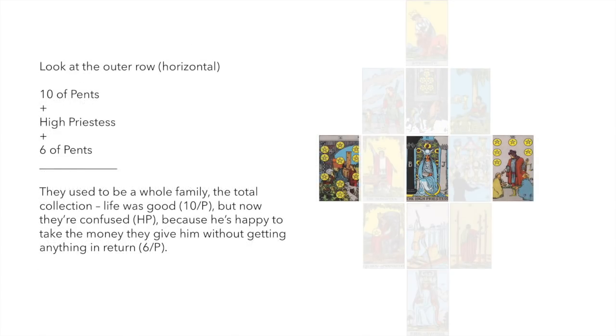They used to be a whole family, the whole package, the total collection, and life was good, but now they're confused because he's happy to be taking the money they've given him, but they're not getting anything in return. All right, so again, the Ten of Pentacles there is sort of complete as family. The High Priestess is confusion, and the Six of Pentacles being very much what the Six of Pentacles can be, which is zero return on investment there.